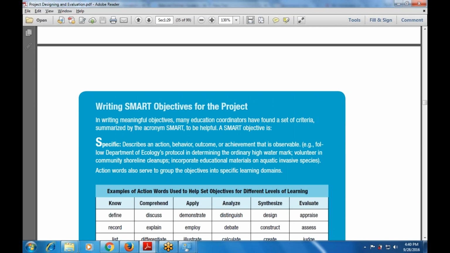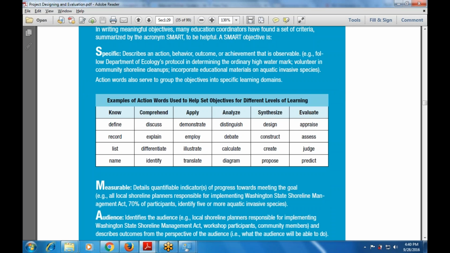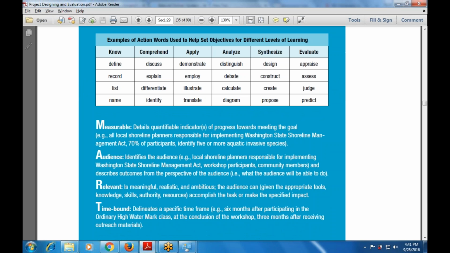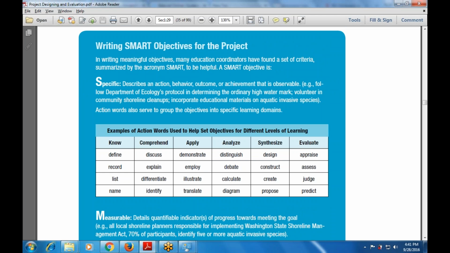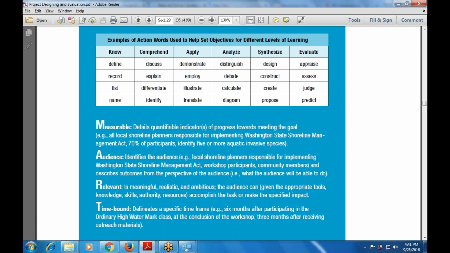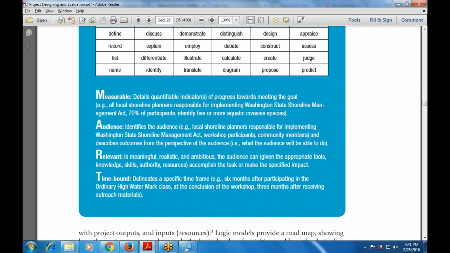Now, what is the meaning of the SMART objective for the project? SMART is an acronym, a set of criteria. SMART means specific, measurable, audience, relevant, time bound. These are the five words given for a SMART objective, and it must also delineate a specific time frame.